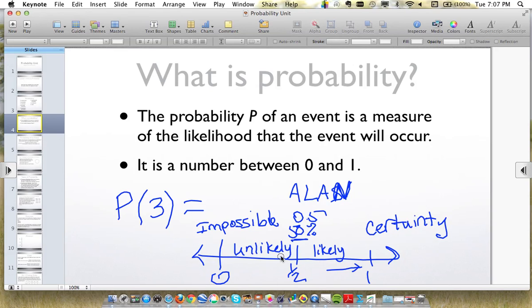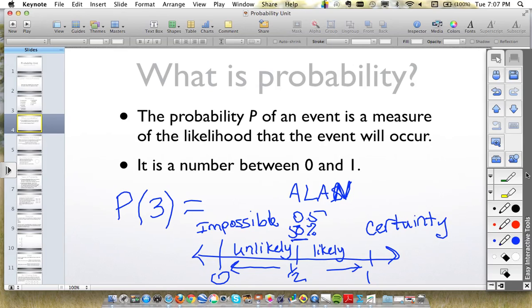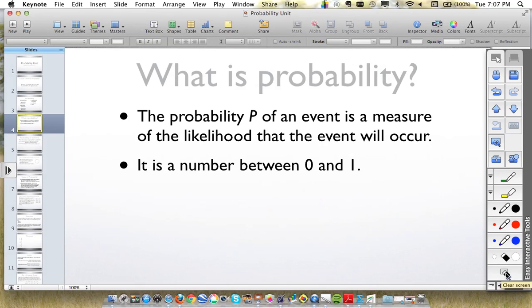All right? And the closer we get to 0, the more unlikely it is that the event will happen, like winning the lottery. 1 out of a million chances, or however many chances, that's pretty unlikely to happen. It could happen, there's that one chance, but it's pretty unlikely that it's going to happen. So probability is basically on this scale from 0 to 1. All right, let's take a look at how we find probability.